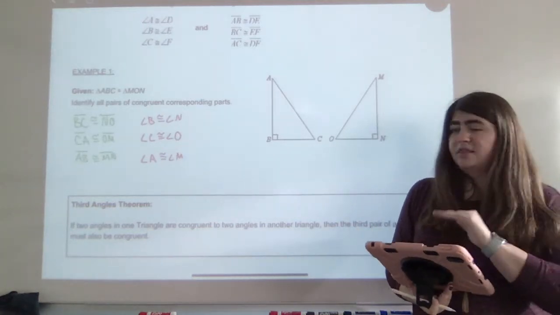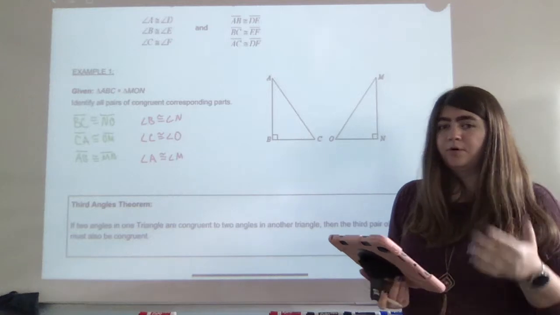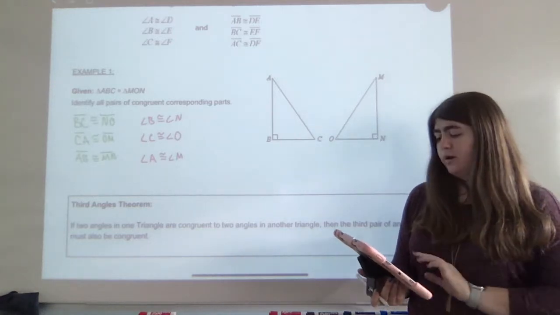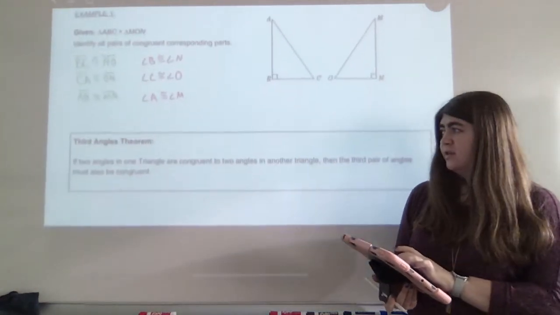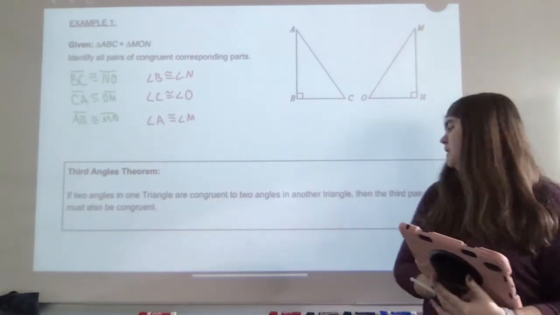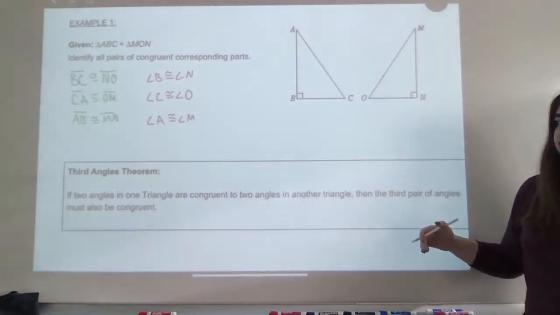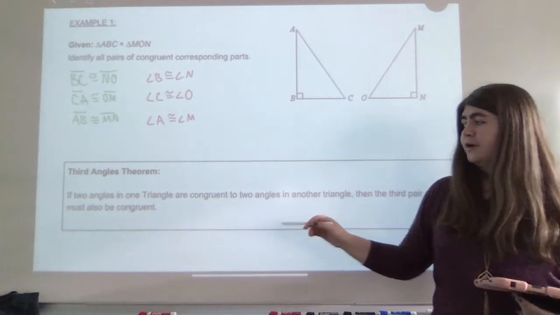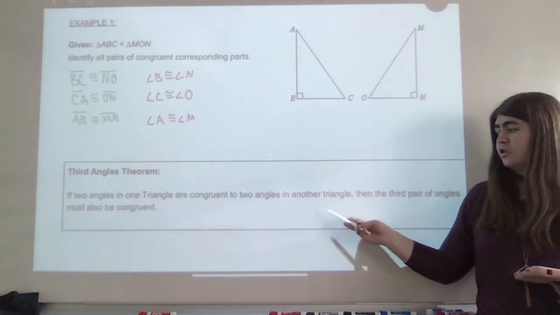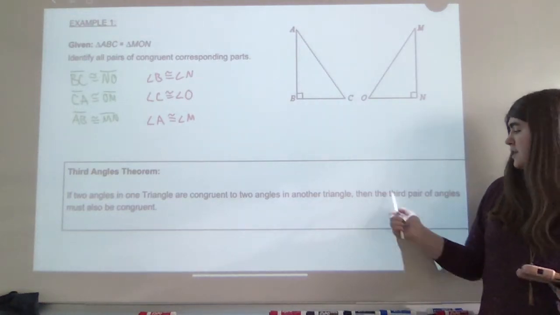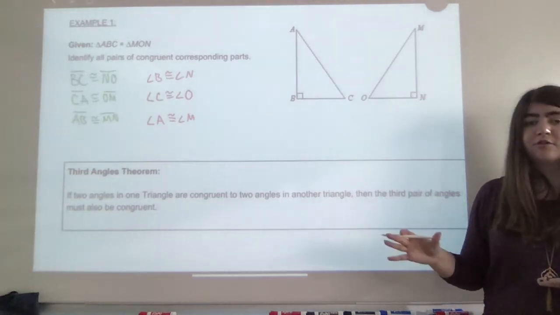So now that we've done this, when we're trying to actually prove that two triangles are congruent, one very important theorem that we use is this third angles theorem on the bottom of the page here. The third angles theorem says if two angles in one triangle are congruent to two angles in another triangle, then the third pair of angles must also be congruent.